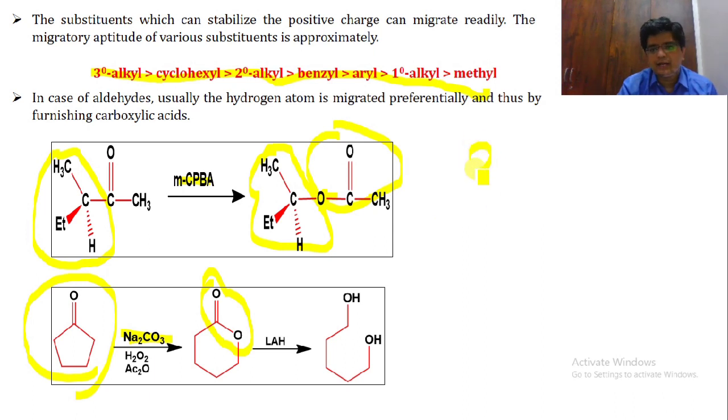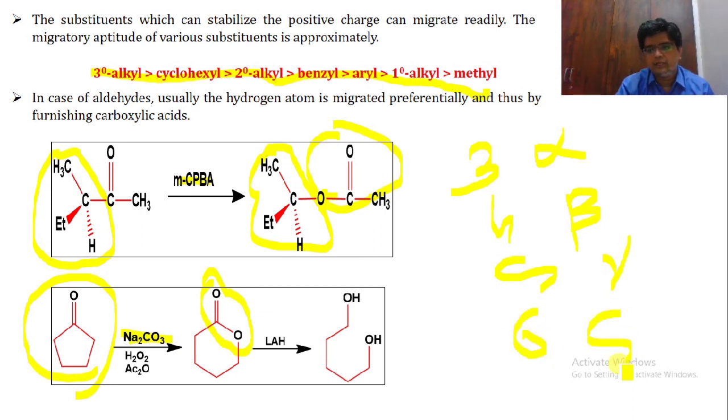Lactones, if there is a 3-member lactone, then it is known as alpha lactone. If we are having a 4-member lactone, then it is known as beta lactone. If we are having a 5-member lactone, then it is known as gamma lactone. If we are having a 6-member lactone, that is known as delta lactone. If we are having a 7-member lactone, then it is known as delta plus 1 lactone. Here we are having a 6-member lactone, so that is why it is known as delta lactone.